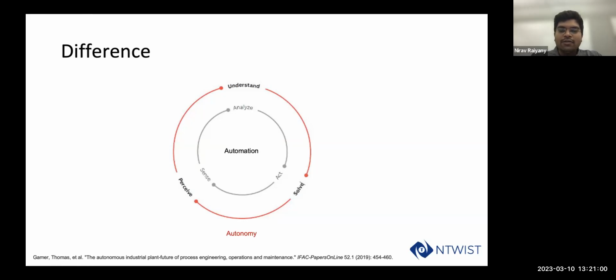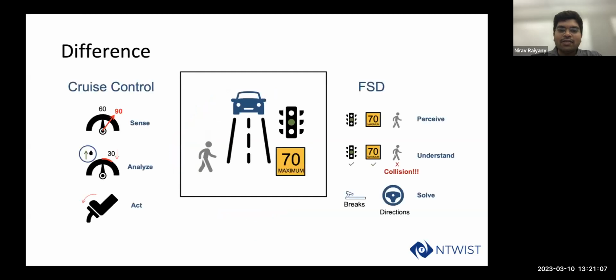I would like to use a simple example to explain what I mean by that. So let's take a look at this square. There's a car coming with certain traffic conditions where your traffic light is green, your speed limit is 70, and there's a person who is planning on crossing this road. Now let's take a look at how these two technologies, automation and autonomy, would react to the same situation.